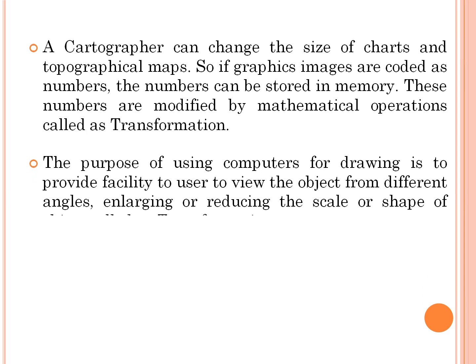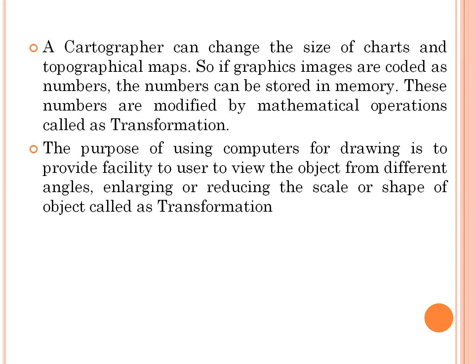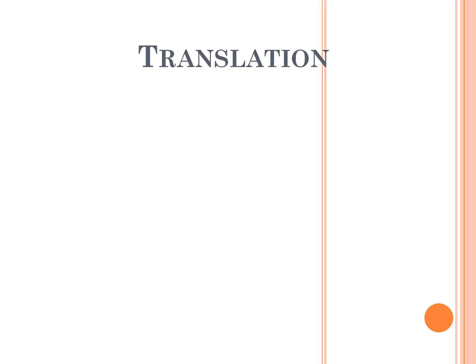The purpose of using computers for drawing is to provide users the facility to view the object from different angles, and to enlarge or reduce the scale, that is, reduce the size or change the shape of the object. There we need some basic geometric transformation, or we simply call it transformation.